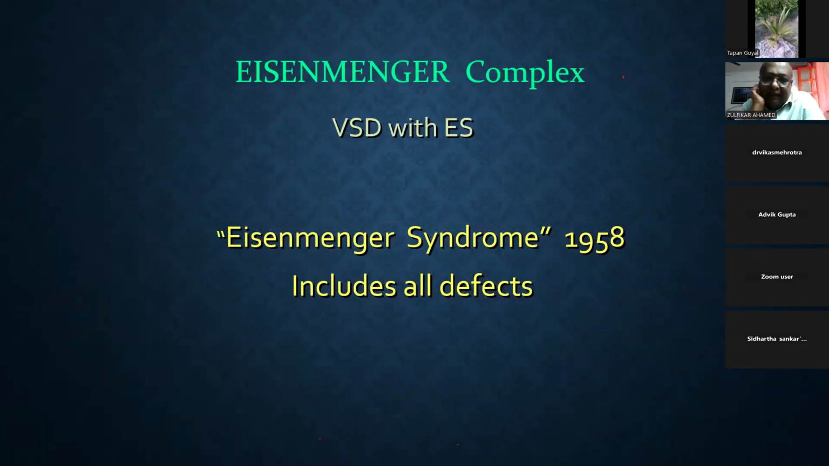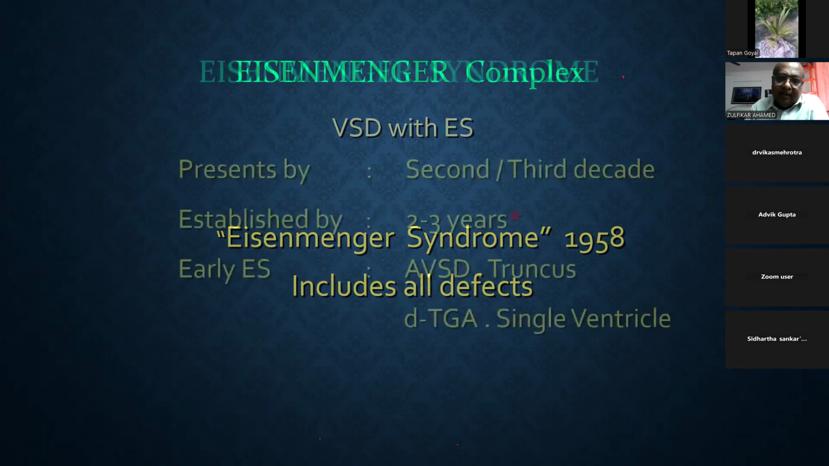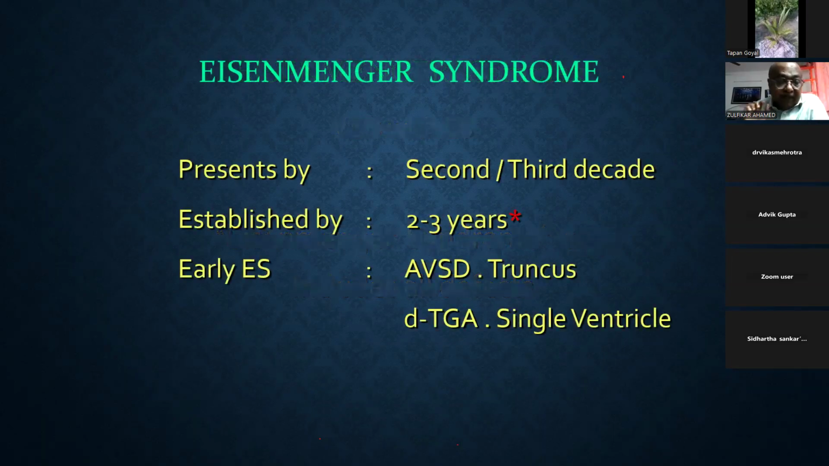And there are two terms, again, we should be familiar with. Eisenmenger complex is VSD with Eisenmenger, whereas Eisenmenger syndrome, which was coined by Paul Wood in 1958, includes all the defects, including VSD, PDA, ASD, or whatever. That is Eisenmenger syndrome. And it's very important to remember that it may present by the second or third decade, but it gets established by 2 to 3 years. So our purpose is to prevent the child from developing an Eisenmenger syndrome.